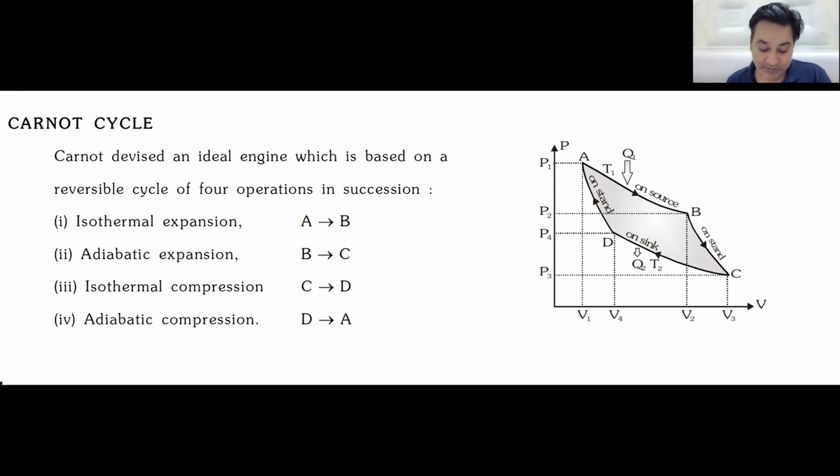Many a time questions come on this. So you just go through this formula. You must know which process is adiabatic and which process is isothermal. Yes or no? Yes, sir. And you must know the efficiency of Carnot cycle. Do you know this? Yes, sir. 1 minus Q2 by Q1 by 100, 1 minus T2 by T1 by 100.